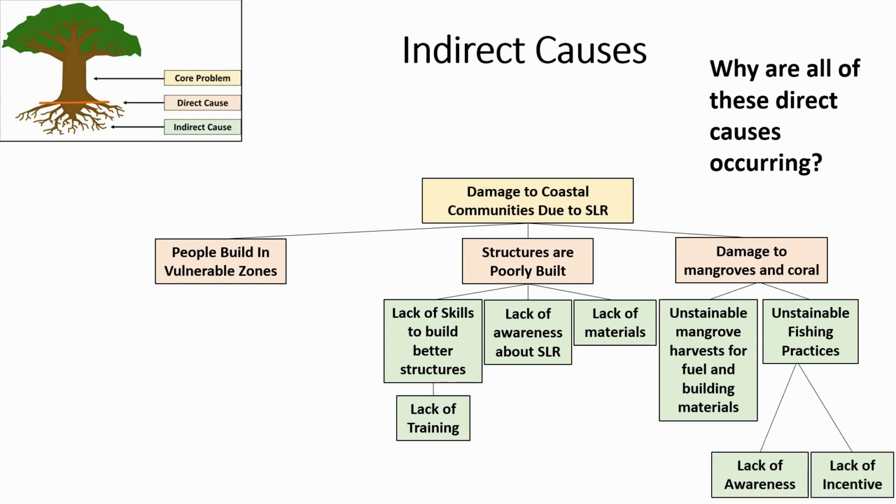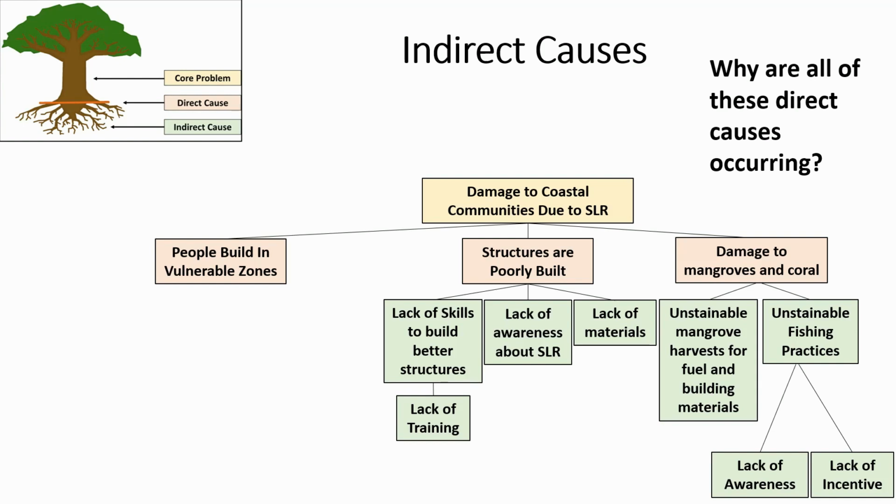And so that gets us to, for the fishing practices, lack of awareness and lack of incentives. So for example, people may not be aware of the damage to the reefs. They may not be aware of better, sustainable fishing practices. They may not be aware of the long-term impacts of poor fishing practices. But they also may not be incentivized to manage their fisheries and their coral reefs in a wise manner. There could be incentives that are encouraging people to take as many fish off the reef in as short a period of time as possible.